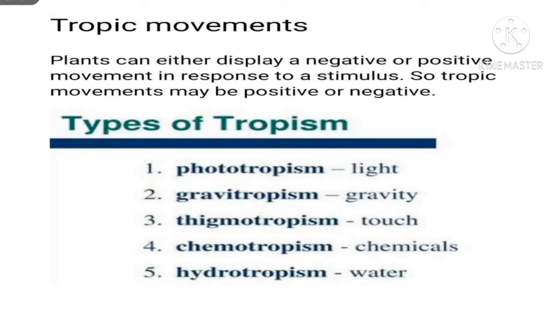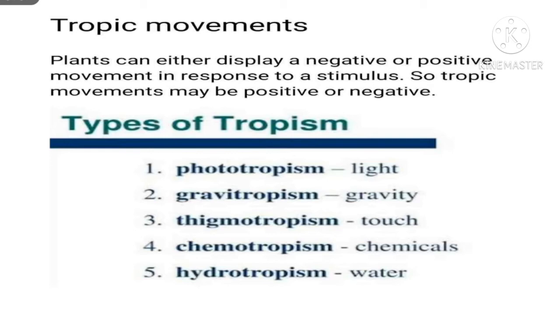Then we are going to study about tropic movement. Plants can display either negative or positive movements in response to a stimulus. So, tropic movements may be positive or negative. This tropism may be of 5 types: phototropism, gravitropism, thigmotropism, chemotropism, and hydrotropism.